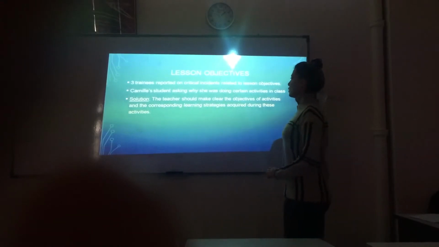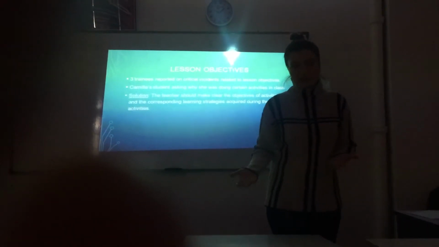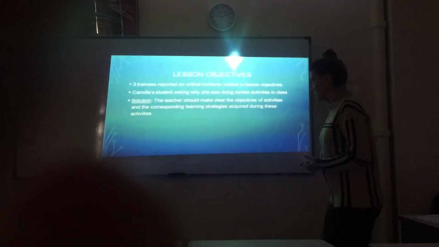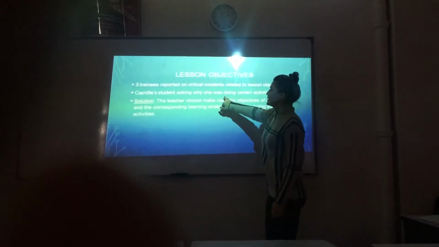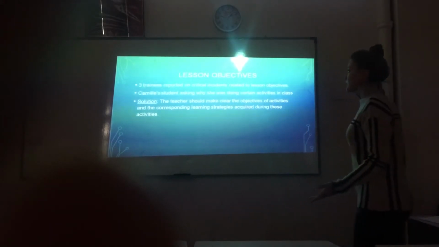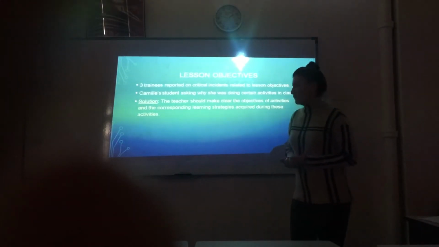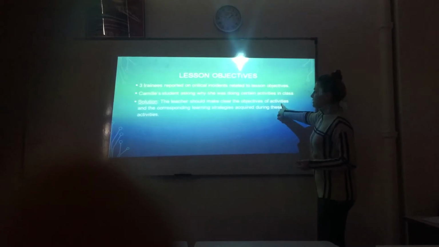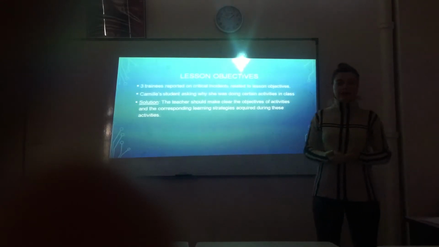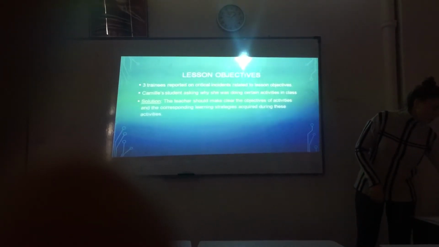And in lesson objectives, three trainees reported that students didn't know the lesson objectives, and they wanted to know why they were doing those kinds of activities. So, for example, a student asked why she was doing a certain activity in class. His solution is easier than the others, I think, because the teacher can tell the objectives clearly from the first lesson, and the teacher should make clear the objectives of activities and the corresponding learning strategies acquired during these activities. So they can easily understand why they are doing those activities and will not ask anymore.